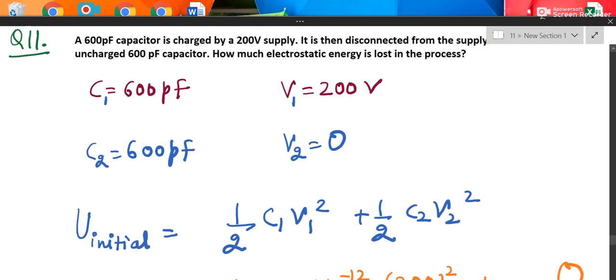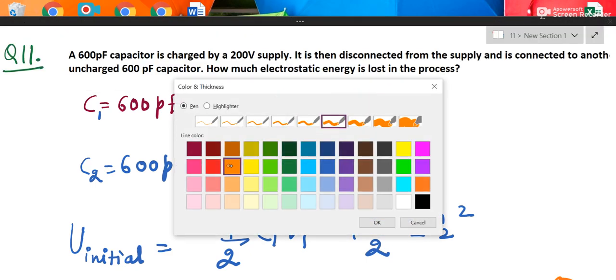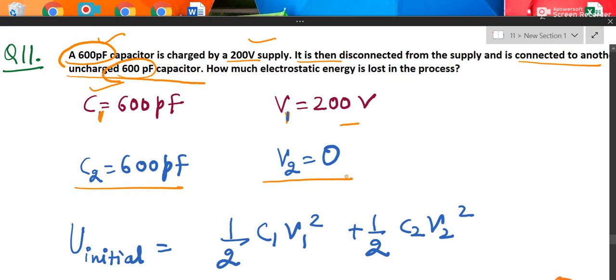Getting to question number 11. A 600 picofarad capacitor is charged by 200 volt. This is C, this is V. It is disconnected and connected to another uncharged capacitor. So there are two capacitors, so we'll have to use C1, V1 as the first details, and now because it is the second capacitor, C2 is this and it is uncharged, so I'm writing potential is 0.